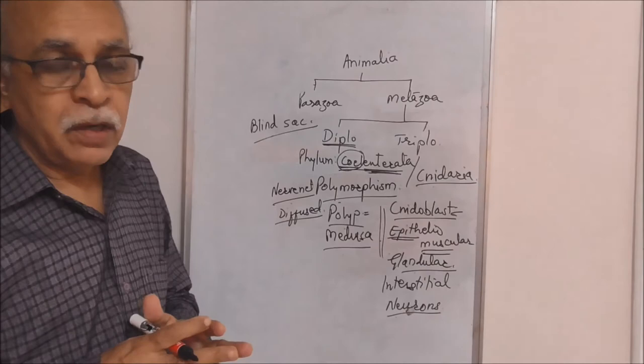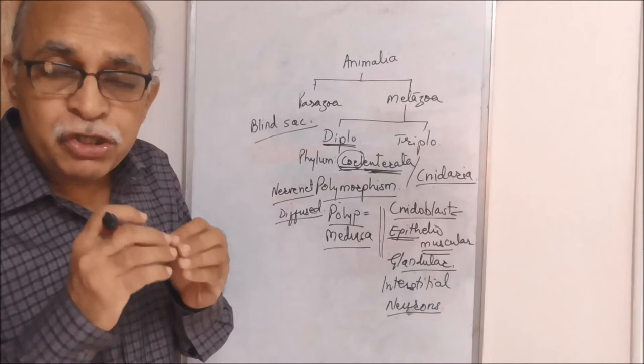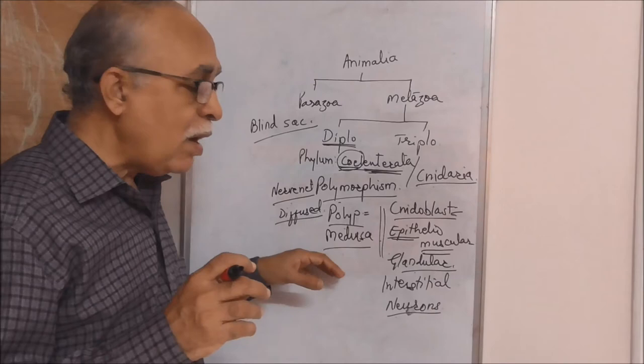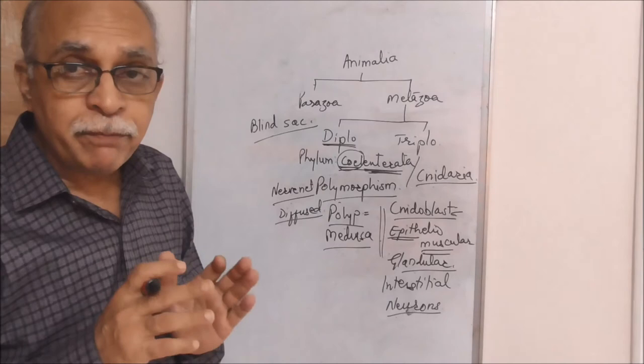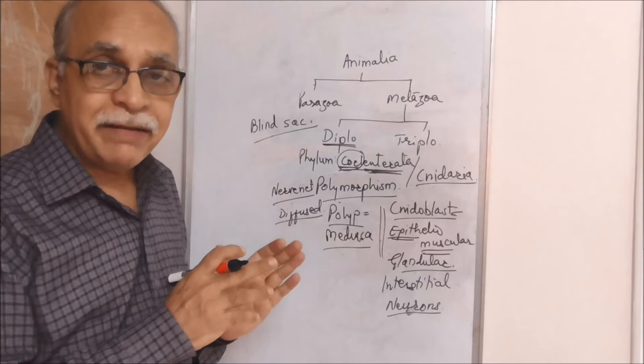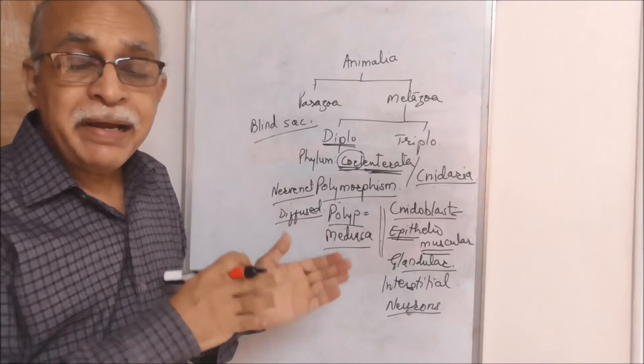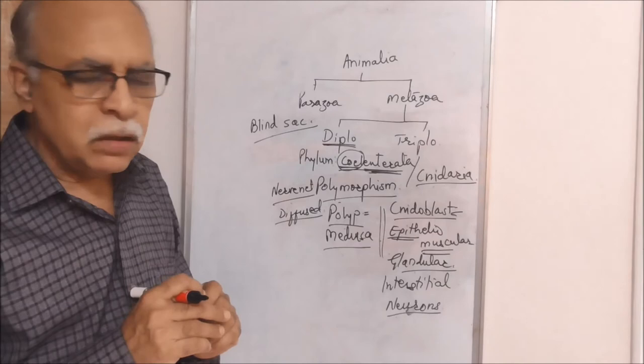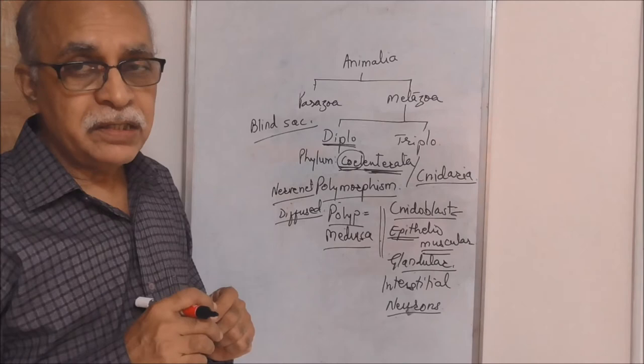While if it's an indirect development, there's a larval stage which is morphologically distinct from the adult. So it is said that the larva metamorphoses into an adult. If metamorphosis is seen, then it's called an indirect development. Here in Coelenterata, the development may be direct or indirect depending upon the specific example. And in the case of indirect development, there is a planula larval stage which develops into an adult.